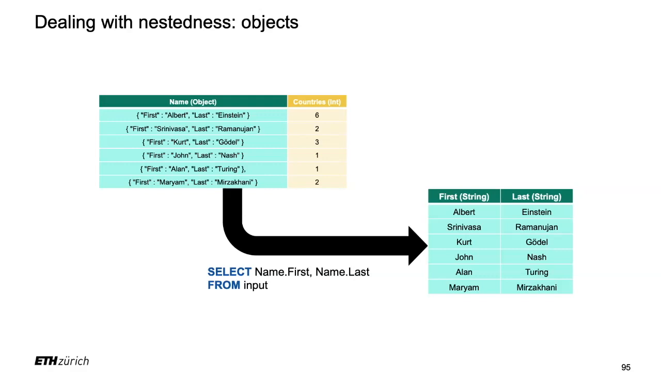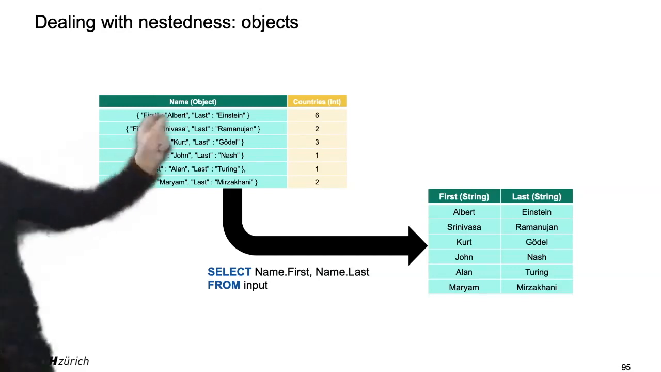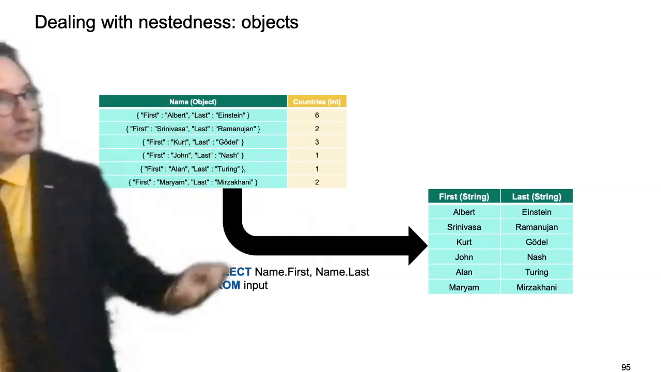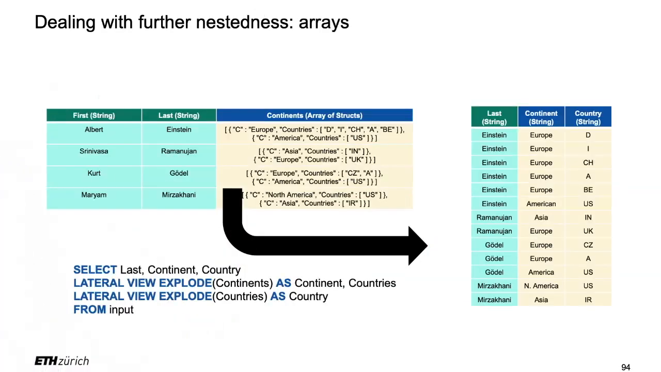For objects, it's the same with dots. So if we have JSON objects in there, we can extract the first and the last in columns with the dots. Who finds that very complex? Who finds that super easy? Wow, some of you find it super easy.